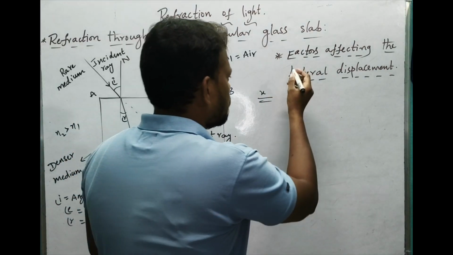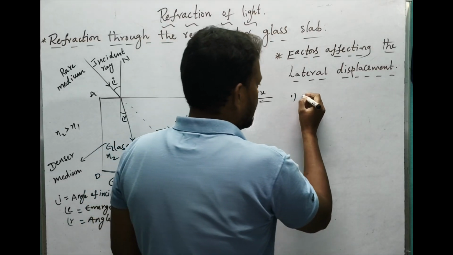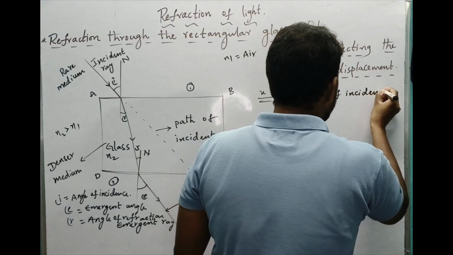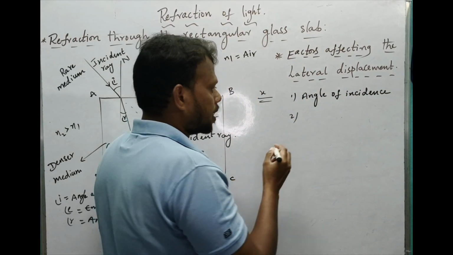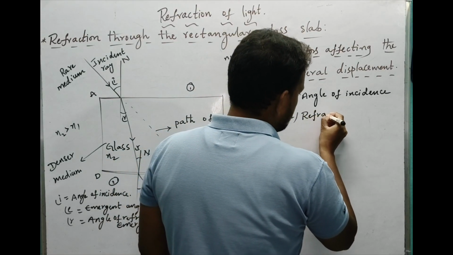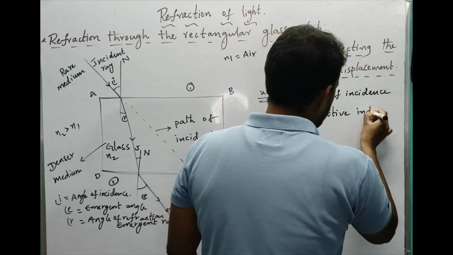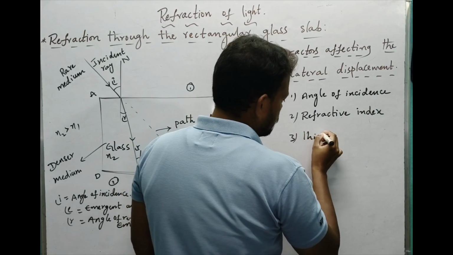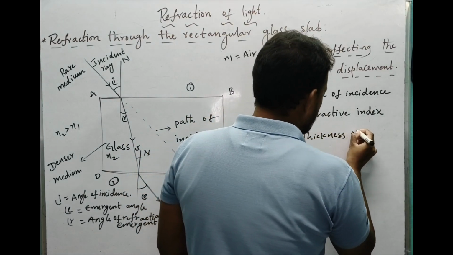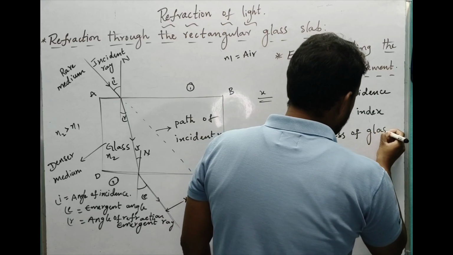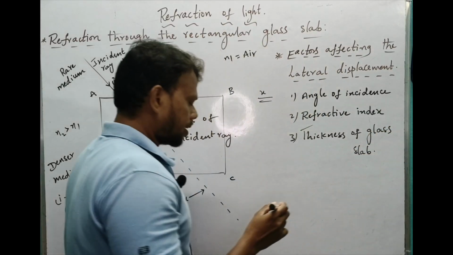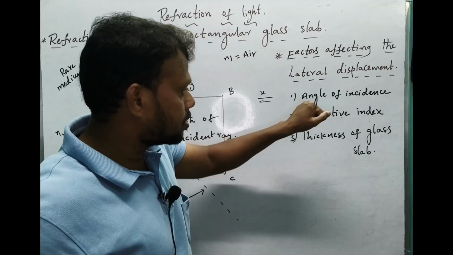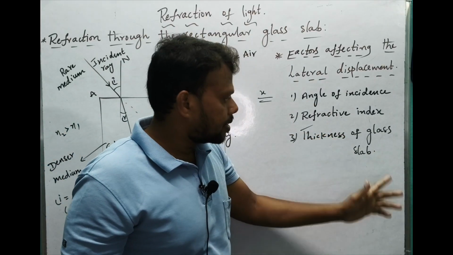This lateral displacement depends on three factors. So how many factors? First factor is the angle of incidence. Second factor, refractive index. Third factor, thickness of the glass slab. So lateral displacement depends on three factors. The first one is the angle of incidence, the second one is the refractive index, the third one is the thickness of the glass slab.